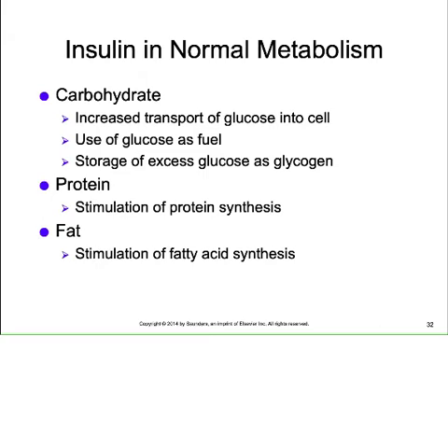In normal metabolism, there is increased transport of glucose into cells which are insulin dependent, which includes everything except the nervous system. And then we store the glucose as glycogen or fat by the liver. It also stimulates protein synthesis in cells, and it stimulates fatty acid synthesis as well.